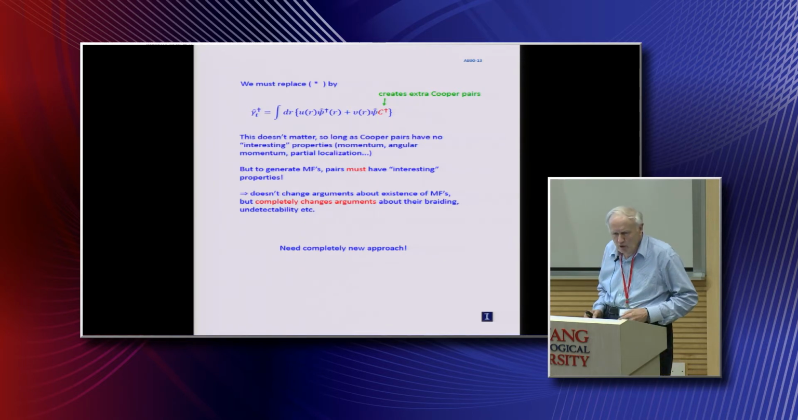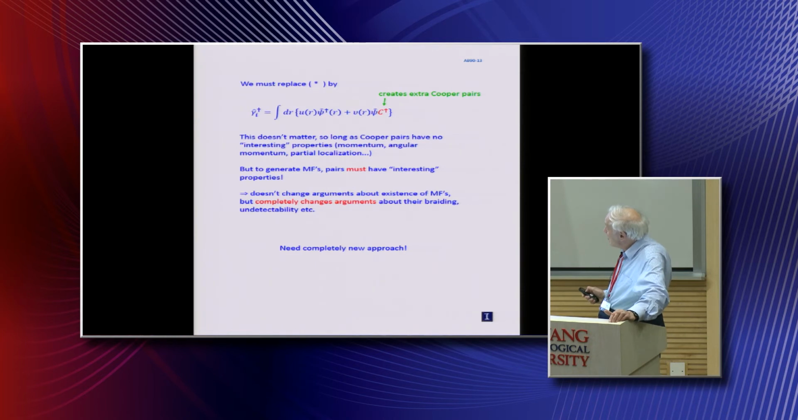Now, how come that we could have got away with this for 50 years? How come that all these textbook arguments based on the standard mean field approach seem to give roughly the right answer? The answer is that so long as the Cooper pairs have no particularly interesting properties, that is, no linear momentum, no spin, no partial localization or whatever, then it doesn't really hurt. That extra Cooper pair just runs away to infinity and gets lost, and you forget about it.